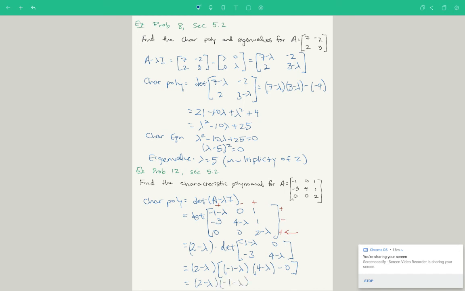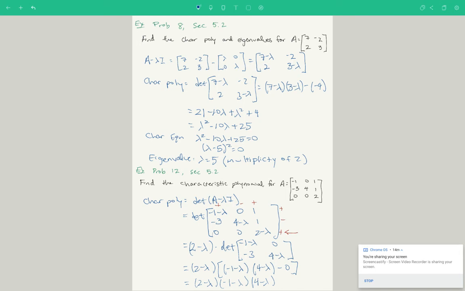The reason why I'm leaving this factored is because I mentioned at the beginning of doing this problem that often with 3 by 3s, you're not going to find the eigenvalues by hand because it's hard to factor the characteristic polynomial, but here it's pre-factored for us. So here we can read our eigenvalues right off of that. So we have lambda equals 2 would be an eigenvalue, lambda equals negative 1 would be an eigenvalue, and lambda equals 4 would be an eigenvalue.